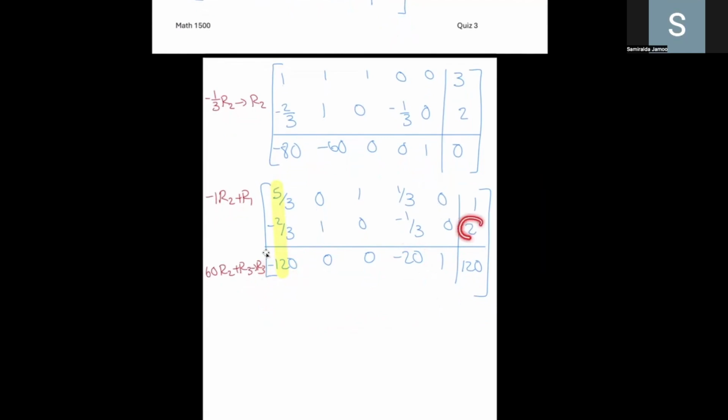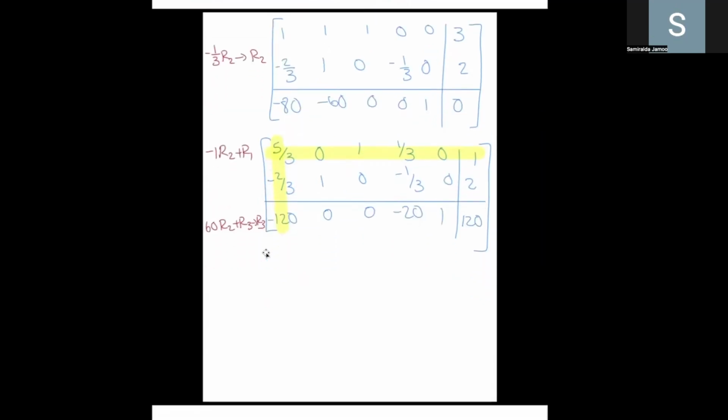Well, if I do 2 divided by negative 2 over 3, that's going to give me a negative value, so I don't even have to check that ratio. The only other option I have would be this 5 over 3. So that is the only one that's going to give me a positive ratio. So my pivot element becomes this 5 over 3.